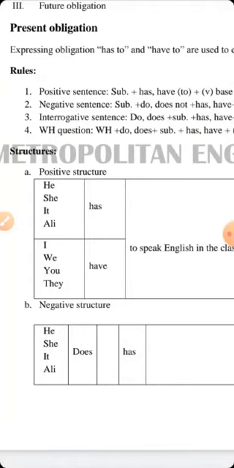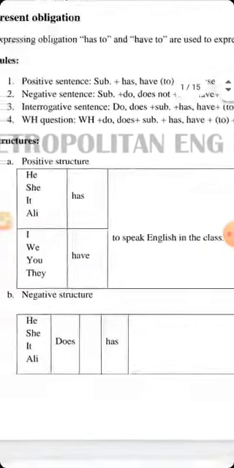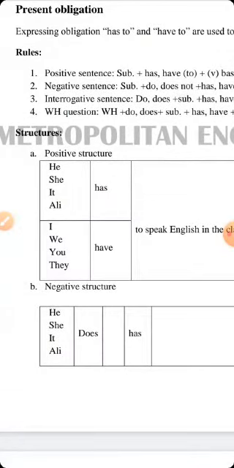Subject is used in the beginning. For example, he has to speak English in the class. It means to say that it is compulsory for him to speak English in the class, or to talk in English in the class.